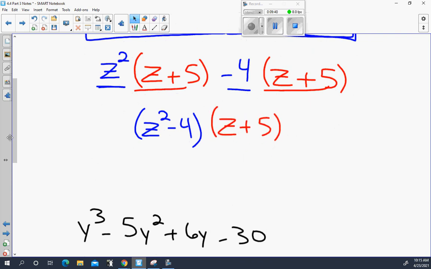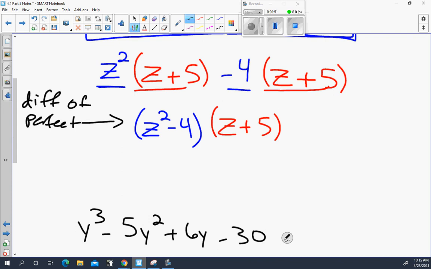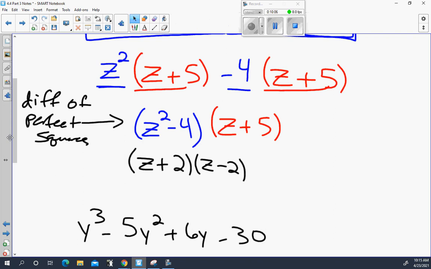Make sure we factor completely. Okay, take a look. What do we have right here? It's the difference of perfect squares, right? Z squared and 4, those are perfect squares. So we have z and 2, z and 2, one's positive, one's negative, and then we have times z plus 5. Okay, I just brought that one down.